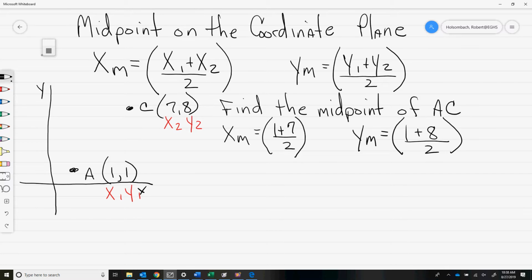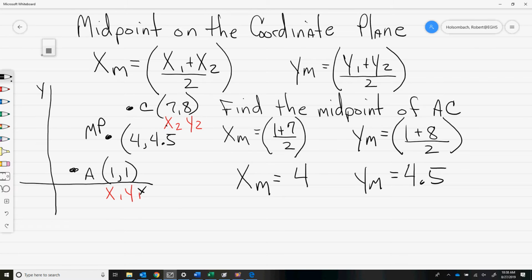So our x at the middle is equal to 1 plus 7 is 8, divided by 2, which is 4. And our y at the middle, 9 divided by 2 is 4.5. So we can put a point about here. We can call it the midpoint, and it's going to be at 4, 4.5. Any questions so far? Pretty straightforward.